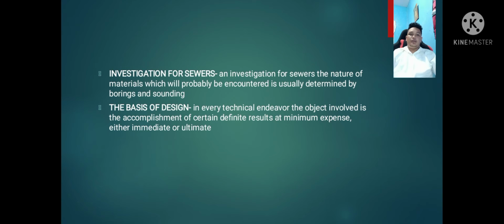So the fourth part of chapter 20 is the investigation for sewers. In investigation for sewers, the nature of the material which will probably be encountered is usually determined by borings or soundings. Such materials are often classified similarly to those in railroad excavation, and on this basis payments are ordinarily made. This limits the chances taken by the contractor to a much greater extent than where he is left to estimate the varying amounts of such material on the basis of the borings that have been made.